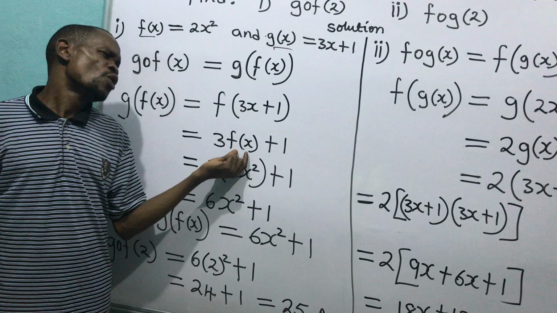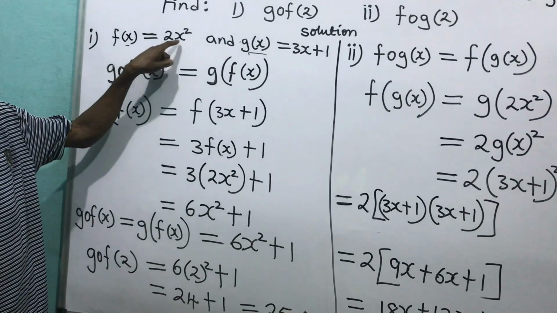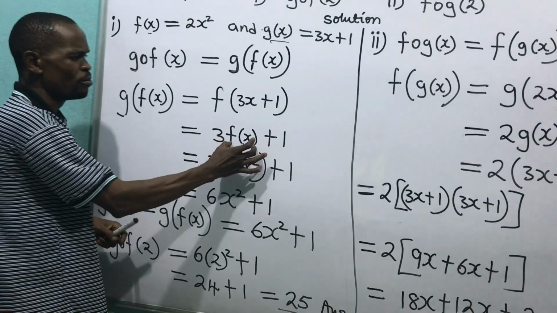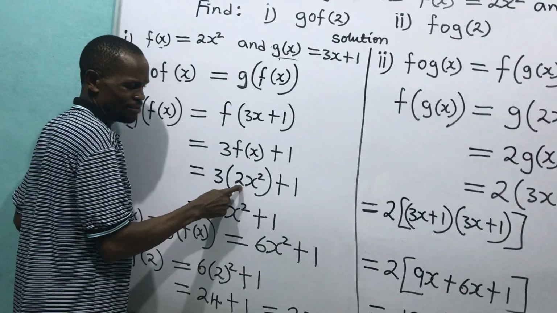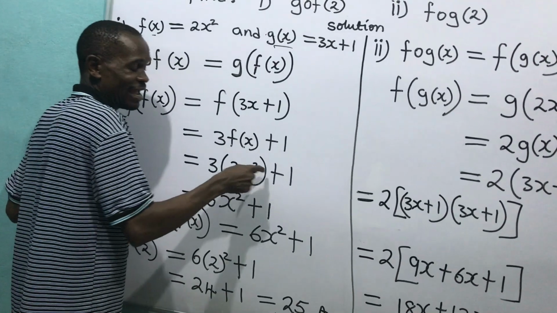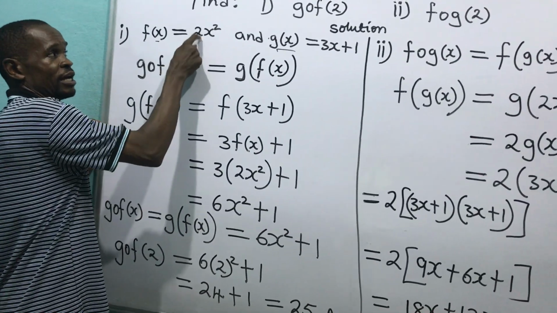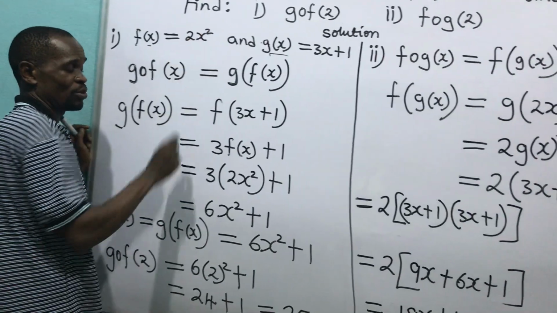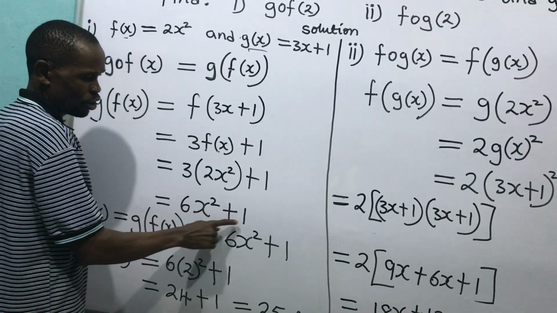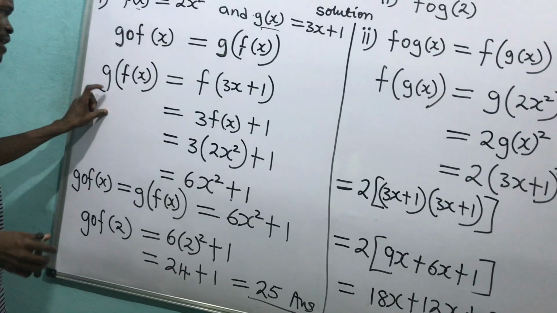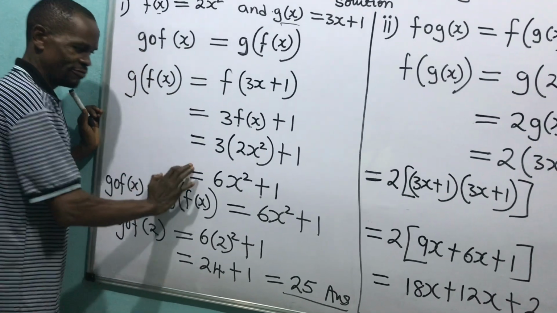Now when I have done that, the next thing I'm going to do is to execute this function. What is this function? Look at it here: f of x equals 2x squared. I'm going to remove this and put 2x squared. Look at it, I'm putting it now. And this 3 will multiply everything I'm going to see inside. So as I remove this, I'll put its value, which is 2x raised to power 2. I put it here. Then 3 times this will give me 6x squared plus 1. And that's the value of g of f of x. That's the value of that.